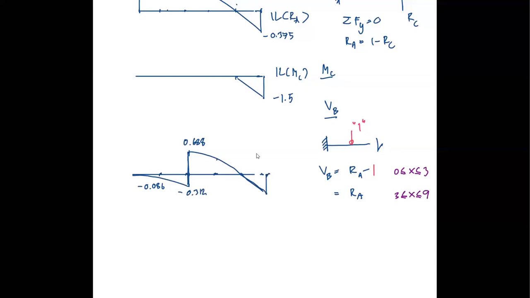And here is 0.367. This is 0, of course, and right here is minus 0.375. So this is the influence line of VB. Don't forget that again, this is a straight line. Okay, lastly, moment at B.